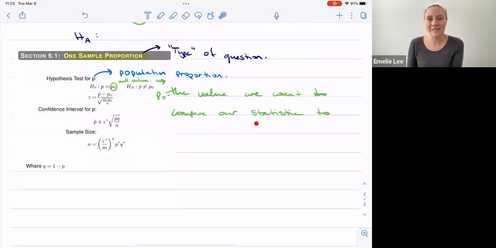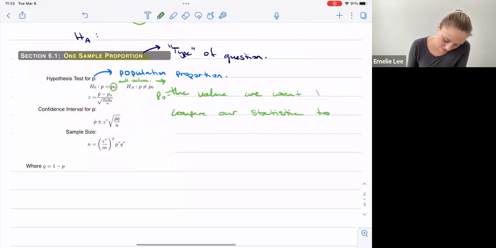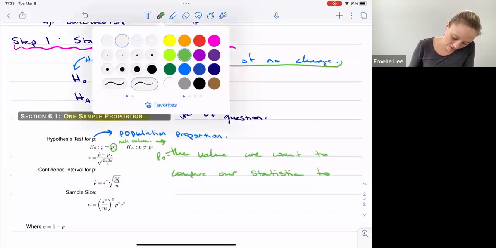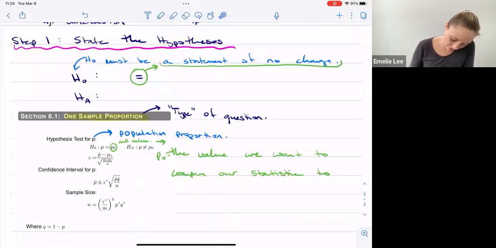Remember, statistic means it comes from the sample, so I don't have to say sample, because a statistic can only be from a sample. So P naught is the value we want to compare our statistic to, which means that for this example, the value we want to compare our sample proportion to is 0.57, the value from 1999. Remember, we want to know if there's been a change from 1999, and in 1999 it was 0.57. So we're going to replace the null value with a value from the question, 0.57.